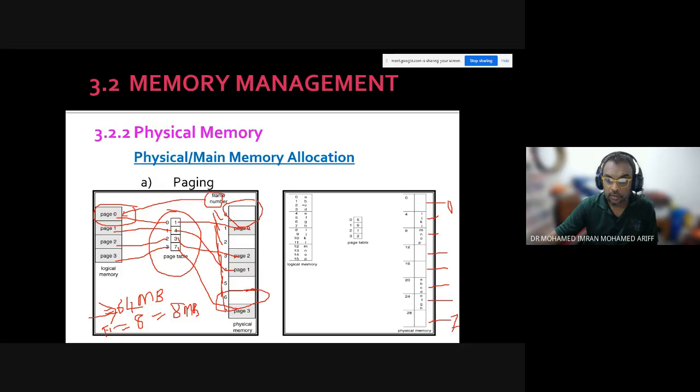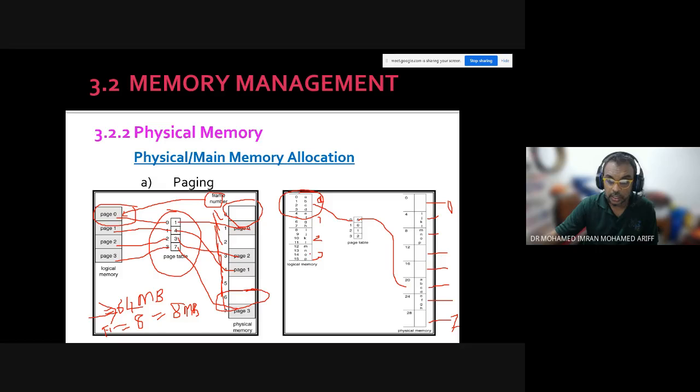How many pages do you have? We have 4 pages, which is page 0, 1, 2, 3. So page 0 refers to this, which is inside frame number 5. Okay, where is frame number 5? 0, 1, 2, 3, 4, 5. So this refers to this one here. Page 3, bukannya page 4, because this box is page 0, page 1, 2, 3.